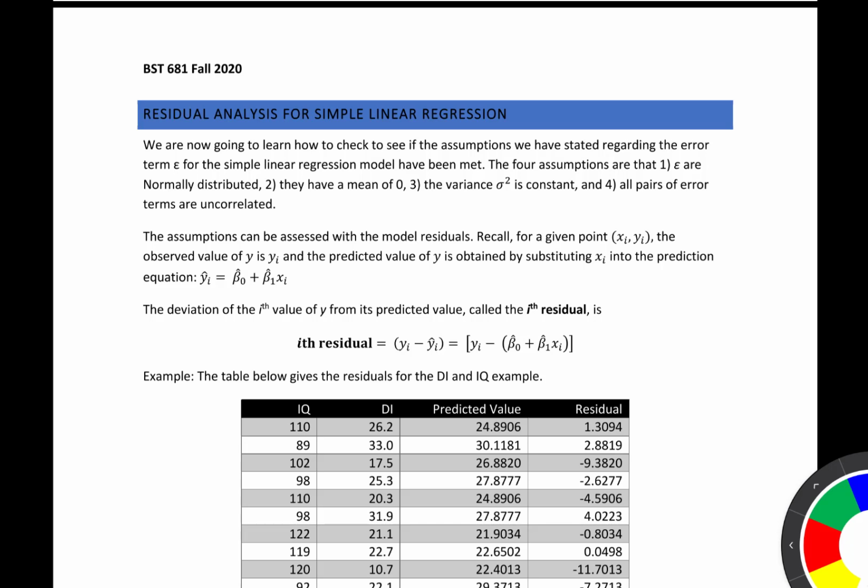So if we want to check the assumptions stated regarding that error term, what we do is we're going to look at the residuals. And so remember there are 4 assumptions.